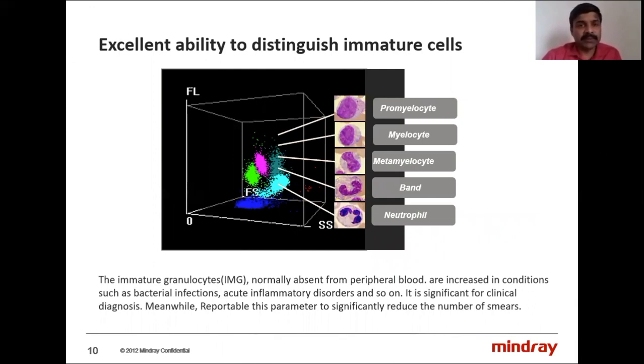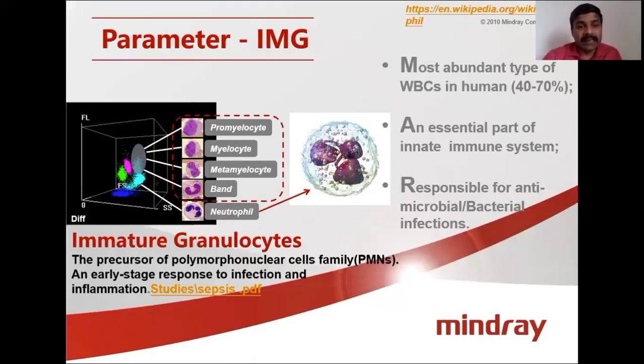So coming to the immature granulocytes, what are immature granulocytes? These are the precursors of granulocytes. Because of the fluorescent measurement, the instrument is able to directly measure immature granulocytes, which are a combination of promyelocytes, myelocytes, and metamyelocytes. This is a reportable parameter. It will give you an early-stage response to infection, and it will also help you identify some sepsis infections. So this is a very significant parameter. Now it has come as a reportable parameter in all the Mindray BC-6000 series instruments.